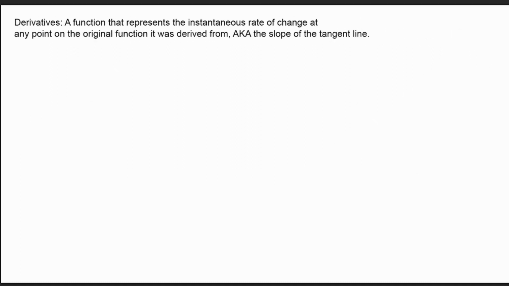Before we go on, you need to understand the concept of a derivative. All a derivative is, is a function that represents the instantaneous rate of change at any point on the original function it was derived from. Basically, it gives you the slope of the tangent line at any point on the graph.